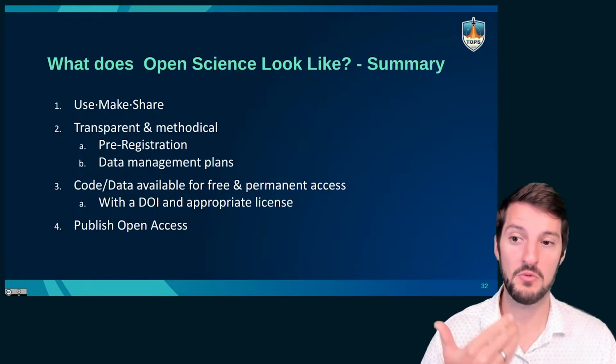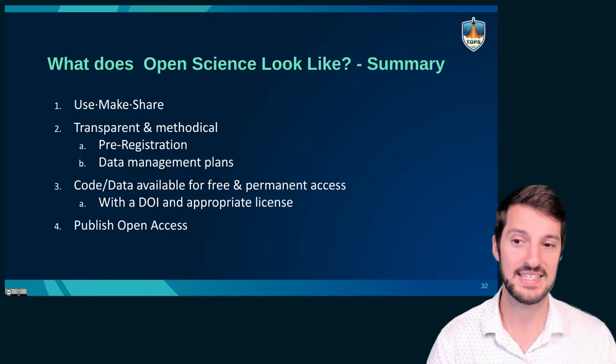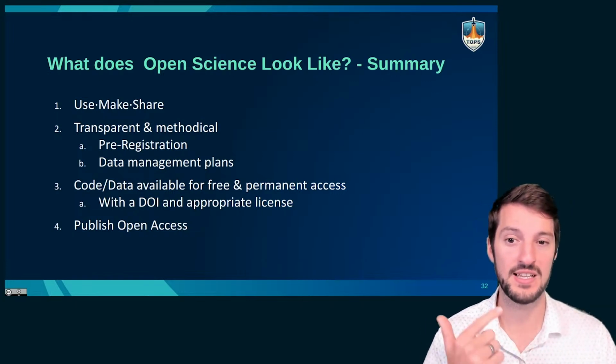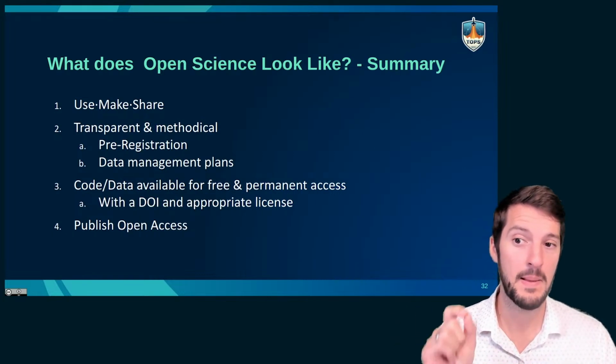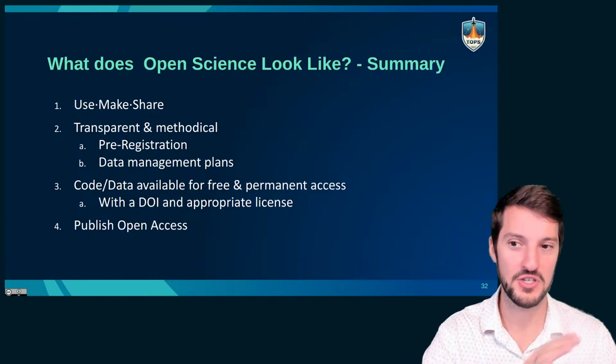We also want to make sure that we're putting our code and data available for free and for permanent access. And we want to make sure that we get a DOI and that we use an appropriate license. Now, these were parts of the questions that we answered when we talked about our DMP, but we're going to see much more in depth how to do part 3 just after this.